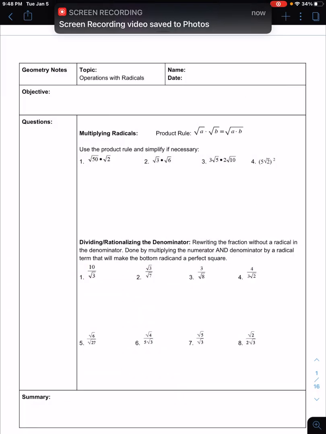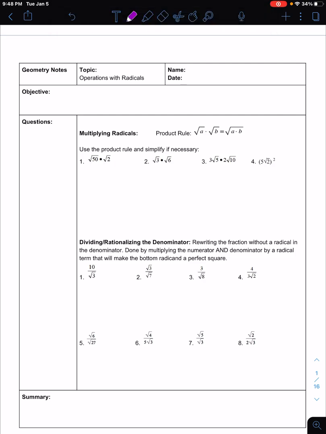So recently, we did simplifying radicals. Today, we're going to go one step further with operations with radicals. So our operations with radicals, multiplying radicals.